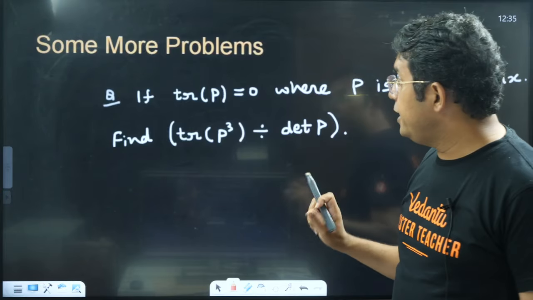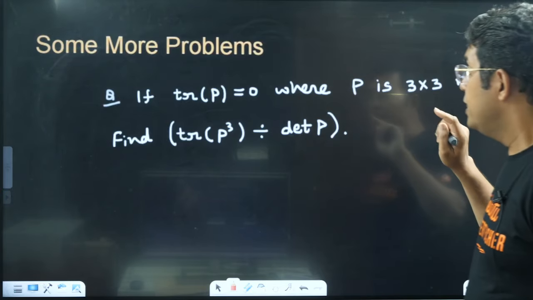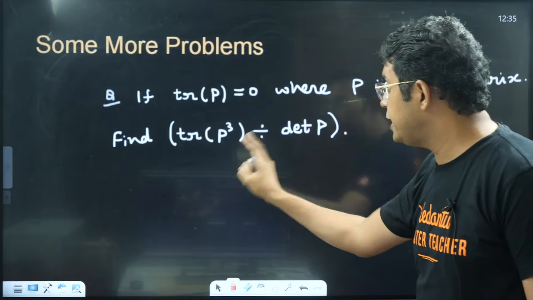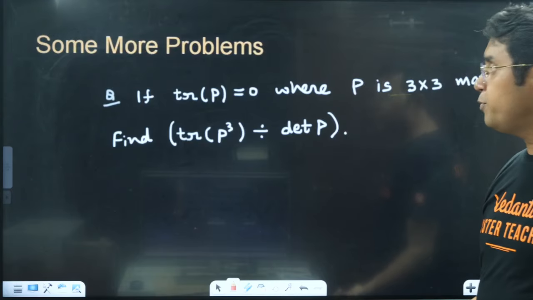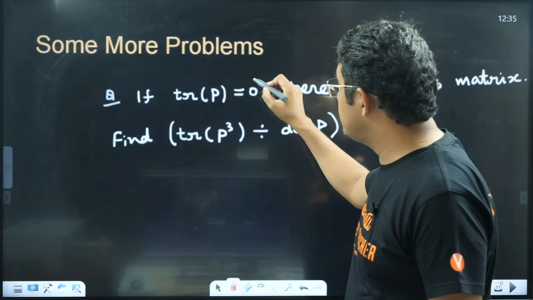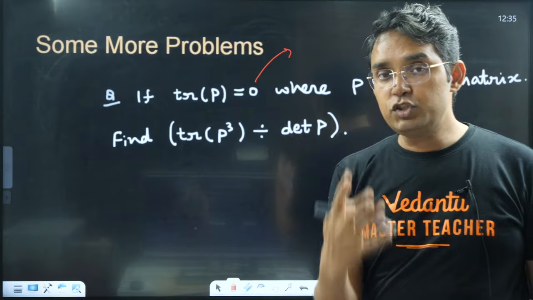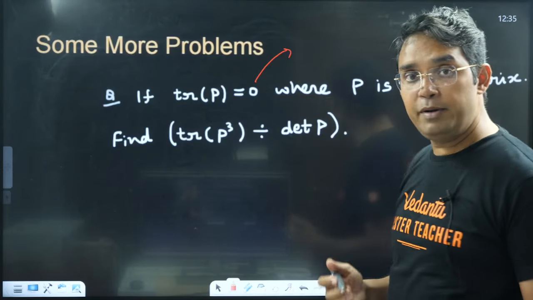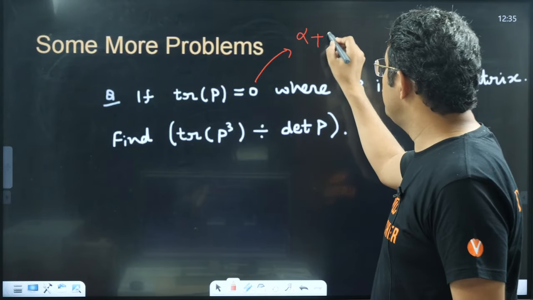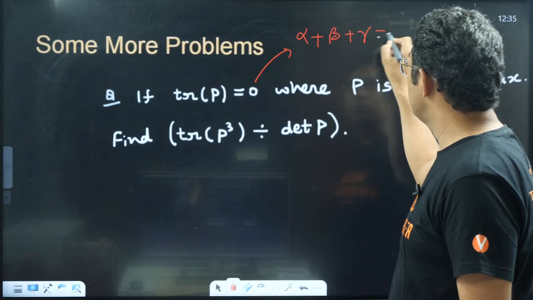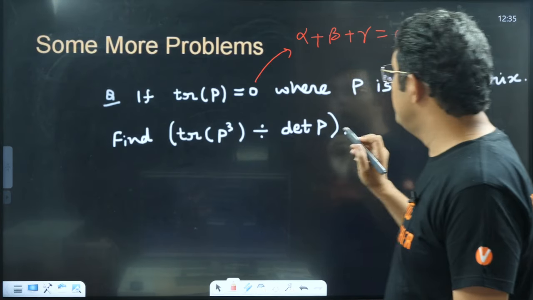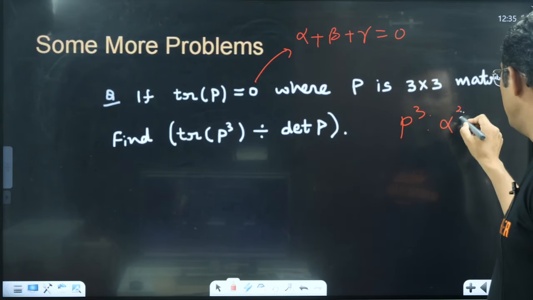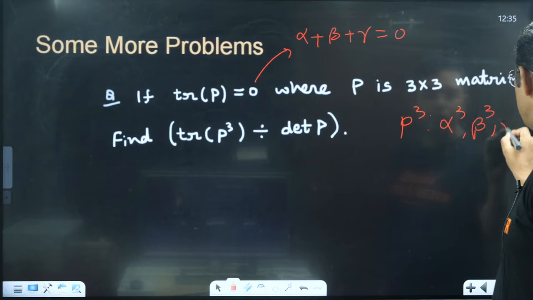One more question I have taken here. The trace of P is equal to 0, where P is a 3 into 3 matrix. We have to find the trace of P cube minus the determinant of P. Now I think it is very simple. If the trace of P is 0, and if I assume the eigenvalues of P to be alpha, beta, gamma, then the sum of these roots is equal to 0. For P cube, the eigenvalues become alpha cube, beta cube, gamma cube.